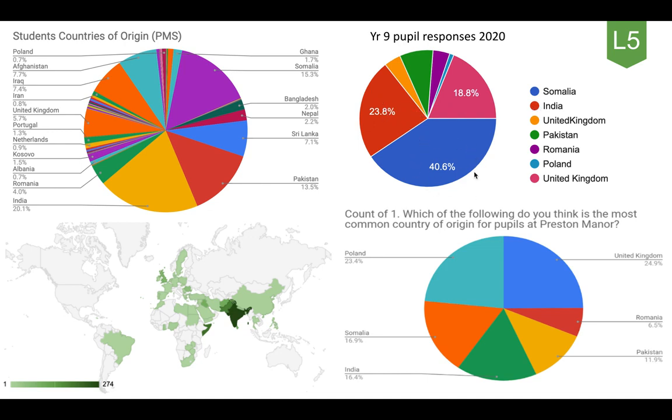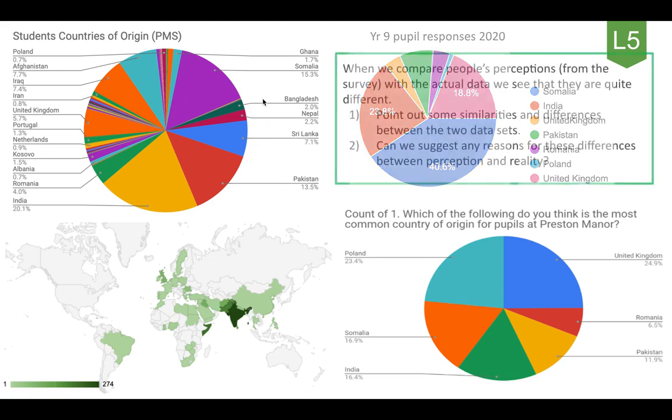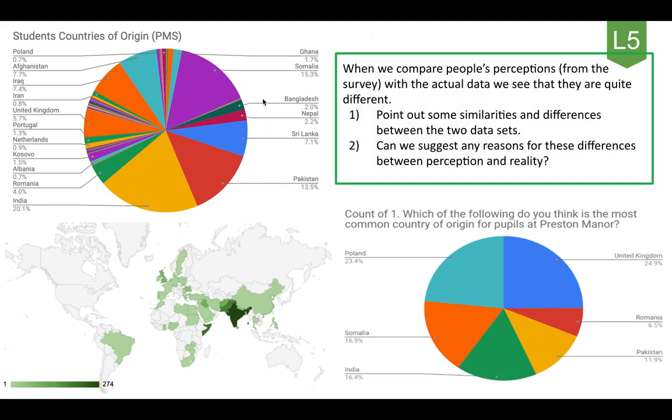Okay, and now the question is, why do people think that Somalia is going to be the most common country of origin? Why do we think we have more Somali students than we really do? How can we explain that? Okay, so when we compare people's perceptions from the survey, what they think, with the actual data, we can see that they are quite different.